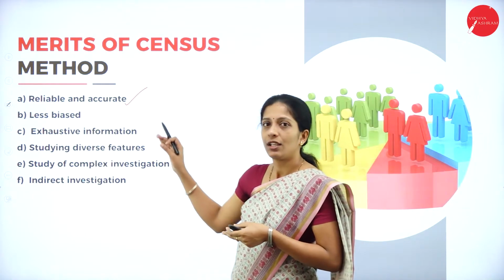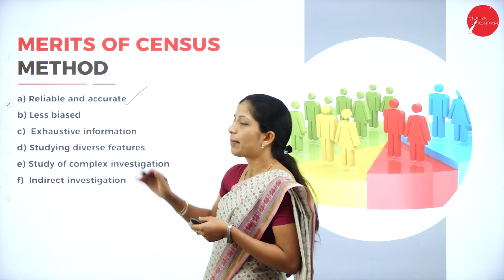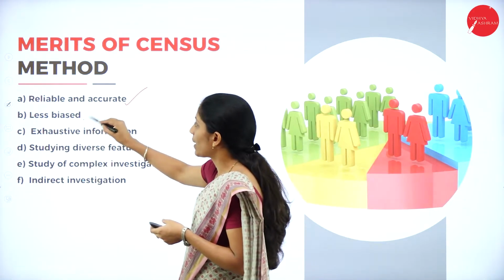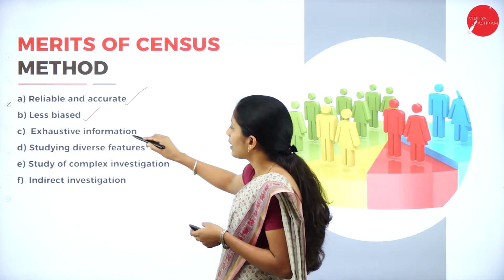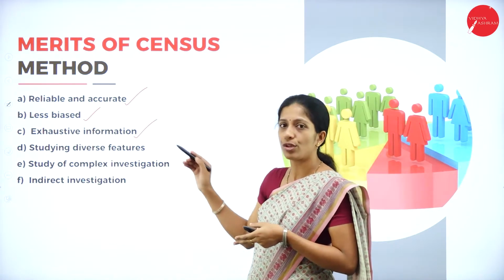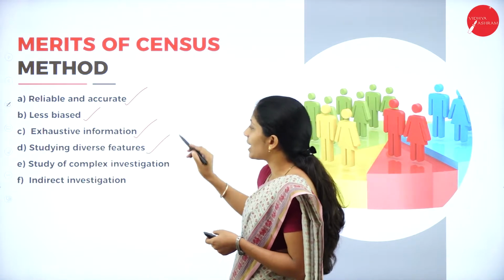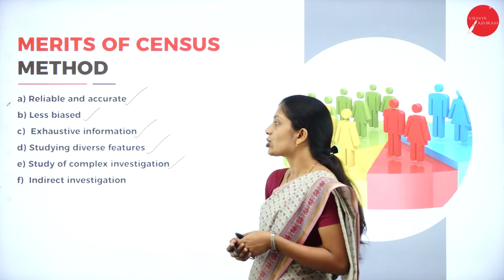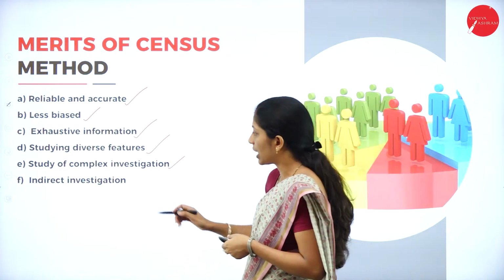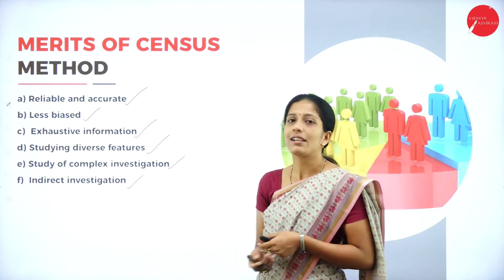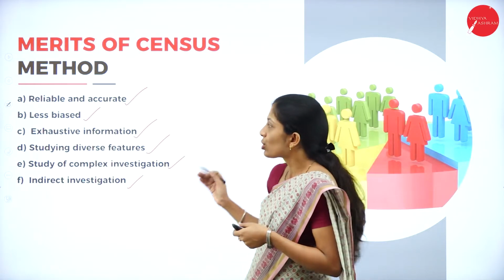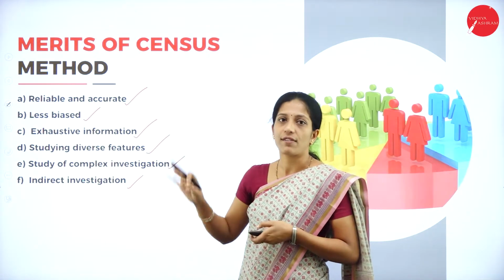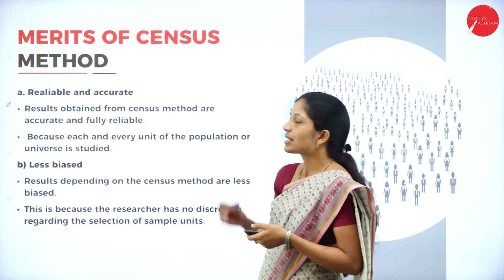Now, for the time being, this merit here is reliable and accurate. The next one is less biased. The third one is exhaustive information. The fourth one is studying diverse features. The fifth one is study of complex investigation, and the next one is indirect investigation. So, these are the few merits of the census method. Now, let us see them one by one.